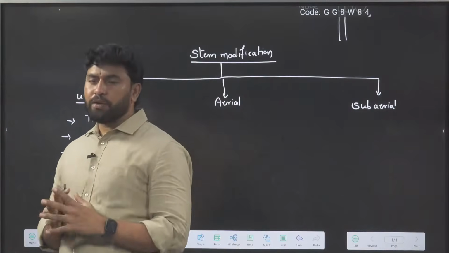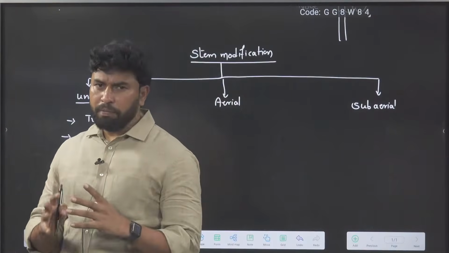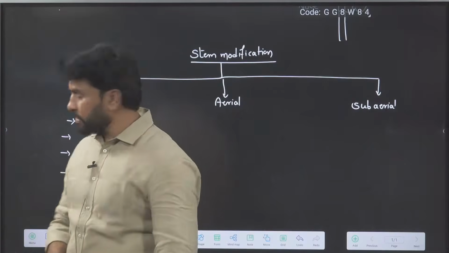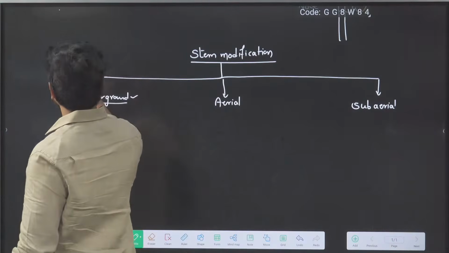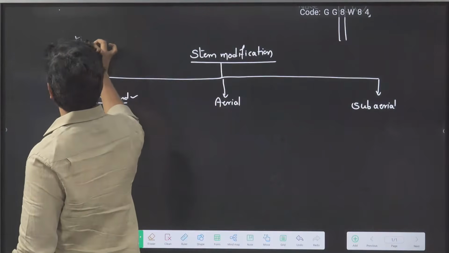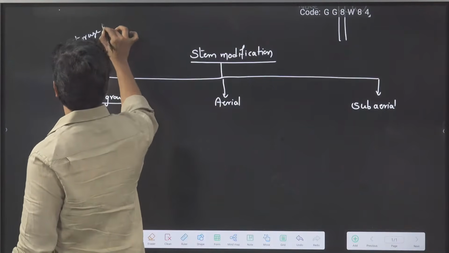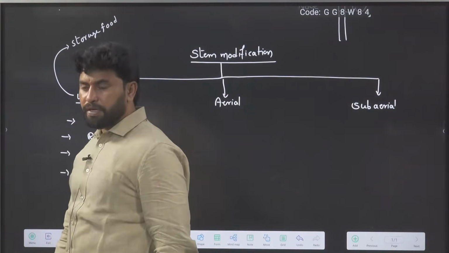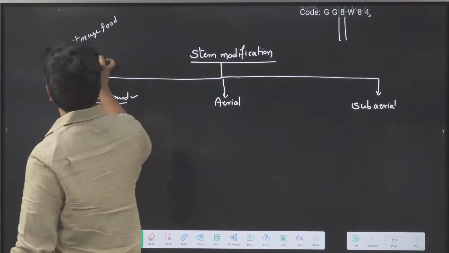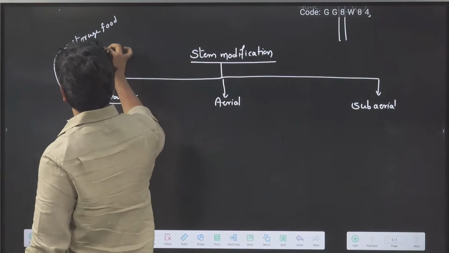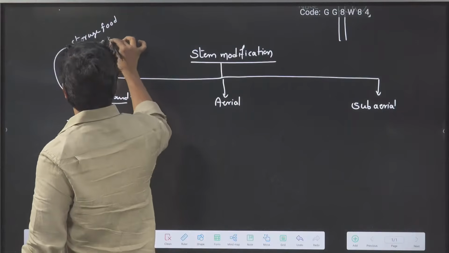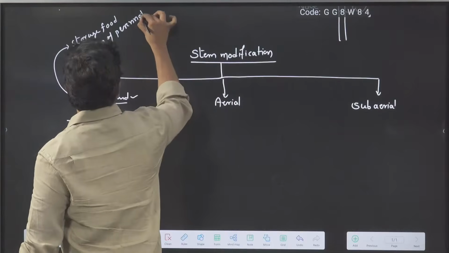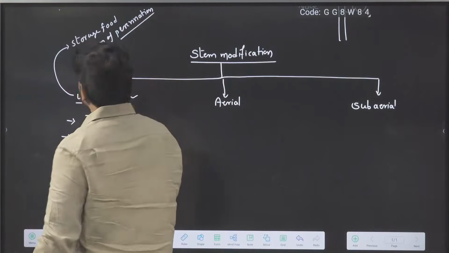When it comes to underground stem modification, it is a very important variety of modification among all stem modifications. Why? Because underground stem modifications are meant for storage of food. You said earlier the stem may store food, and also underground stem modifications in some cases help as organs of perennation. What do you mean by perennation?